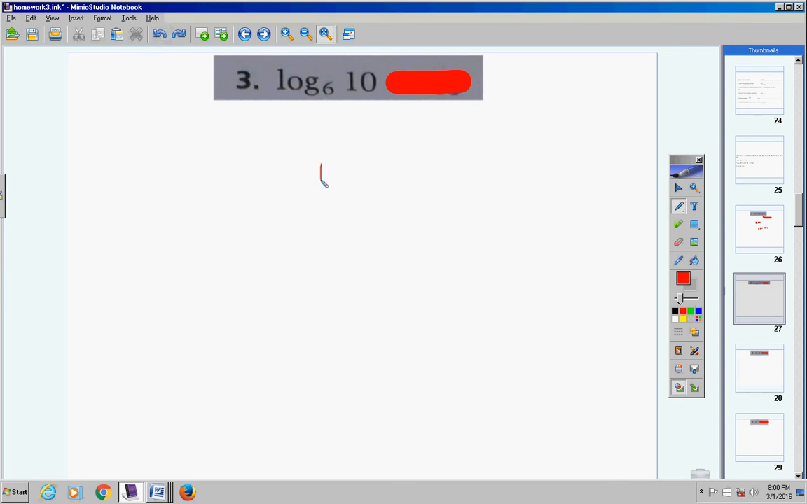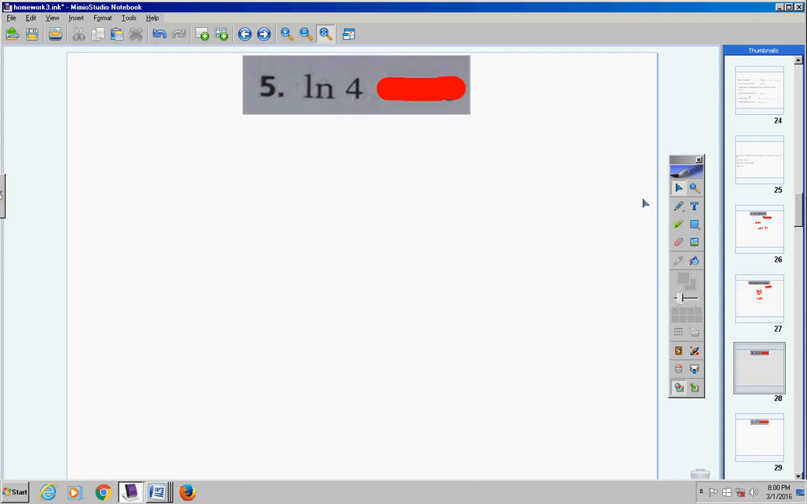So remember, we have to type into our calculator logarithm of 10 divided by logarithm of 6. Okay? So it's your logarithm button, 10, divided by logarithm of 6, equals, and you will get 1.2850. So we round to 3 decimal places: 1.285. Number 5. Natural logarithm of 4.